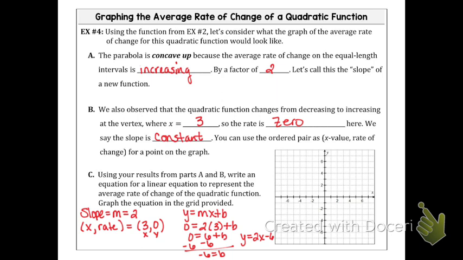All right, and then if we want to see this graphed, we know that using our equation, our y-intercept is down here at negative 6, and our slope is 2. And you can see right there is that 3, 0, which we said was going to be on there. And we can draw our line from there.